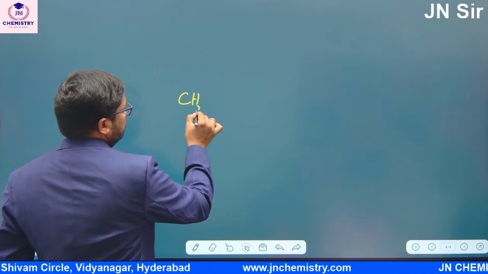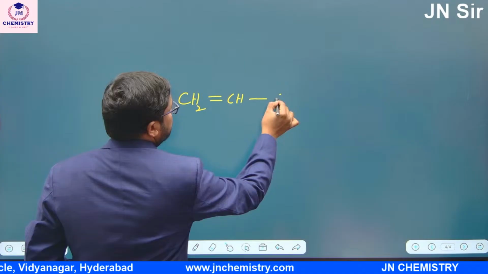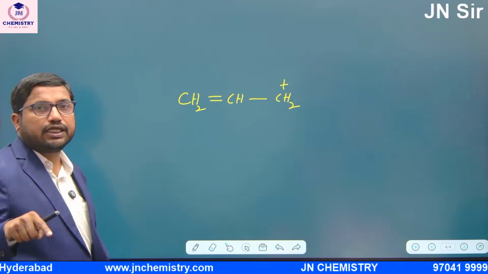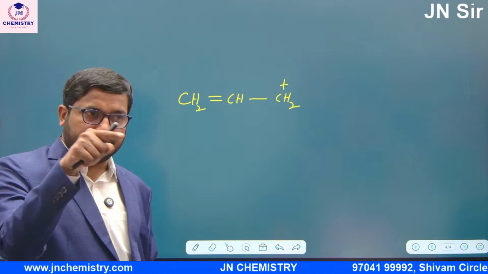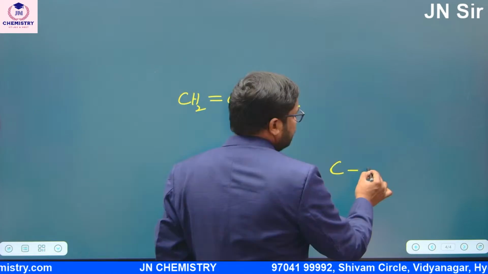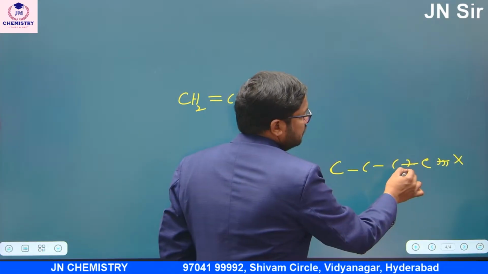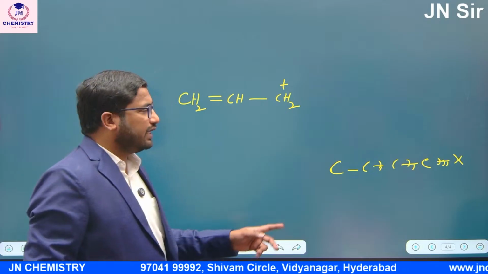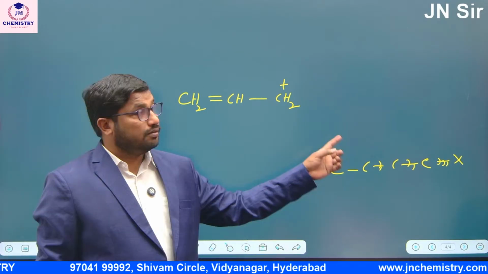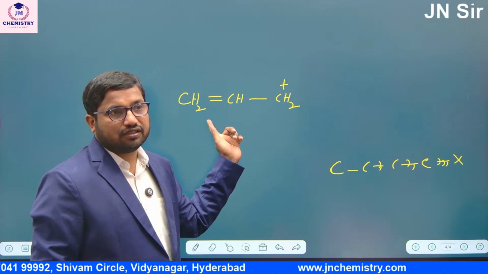CH2 double bond CH, for example CH2 plus. In case of inductive effect, the electron migration takes place in the sigma bond. I mean sigma bond means single bond, right? C to X, the electrons are just shifted, and this is a very weak effect, right? Inductive effect is weak, whereas in this case resonance is strong, right?